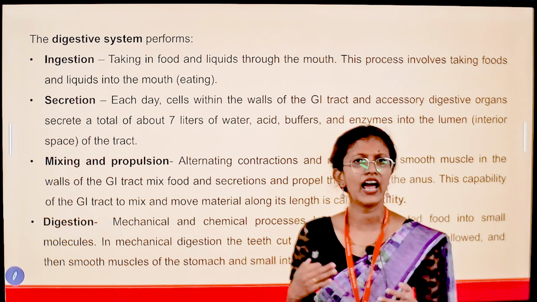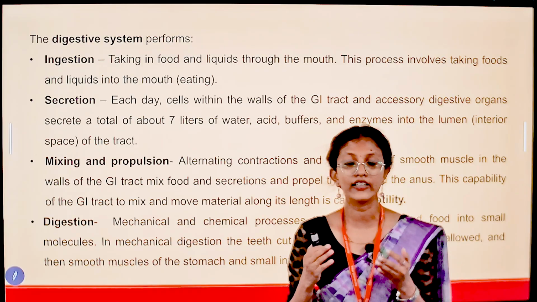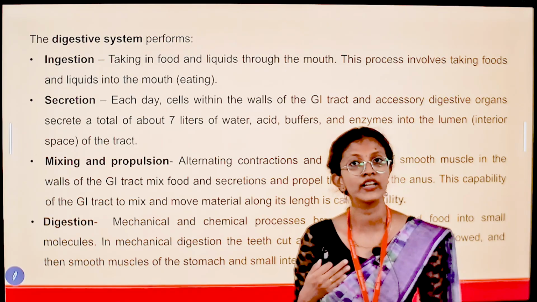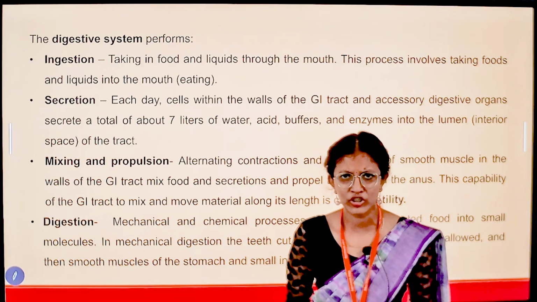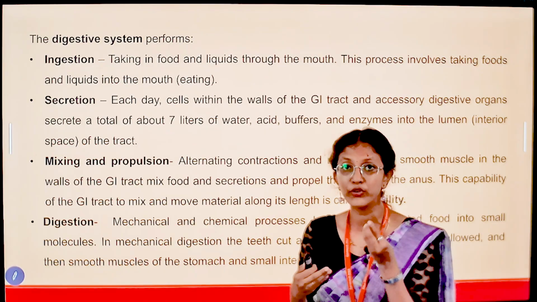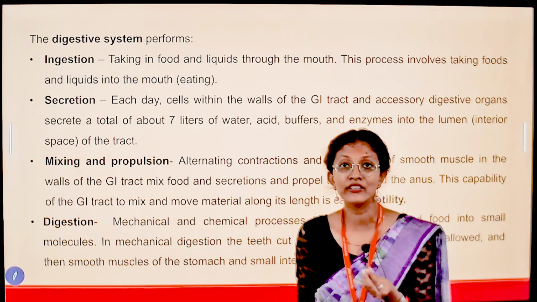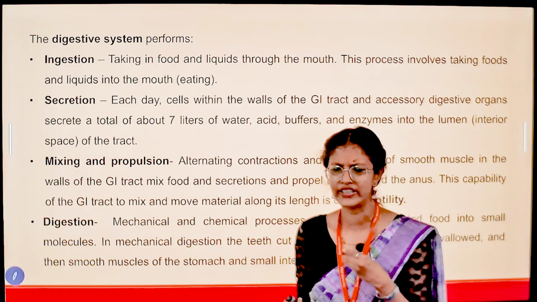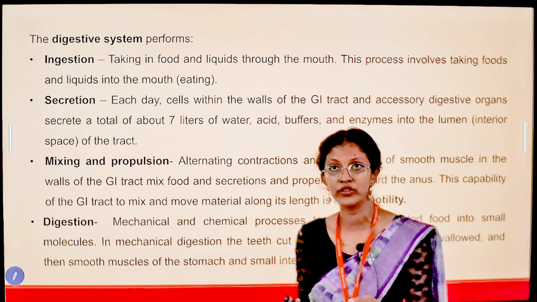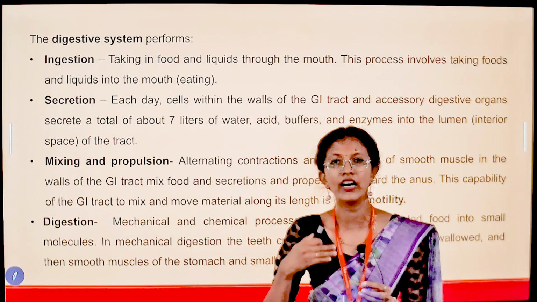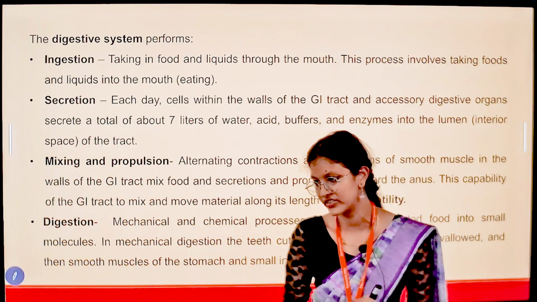Next is secretion. There are a lot of secretions, like the gastric juices and even the endocrine or exocrine hormones. Endocrine means there are a few hormones, insulin and somatostatin. One more is glucagon. This is also a slight part of your digestive system.